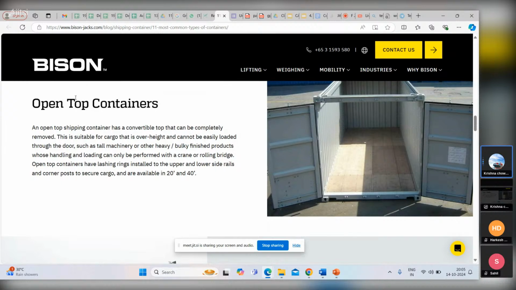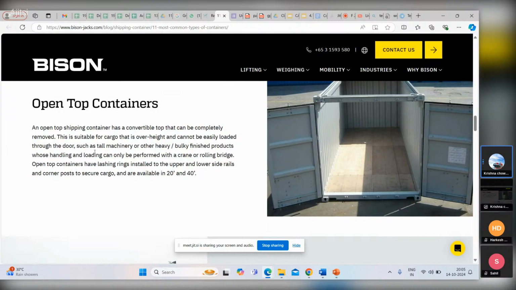Open top containers have lashing rings installed on the upper and lower side rails and corner posts to secure cargo. So if you see here, you will have all the lashing rings to lash the cargo on top and down, maybe inside also.